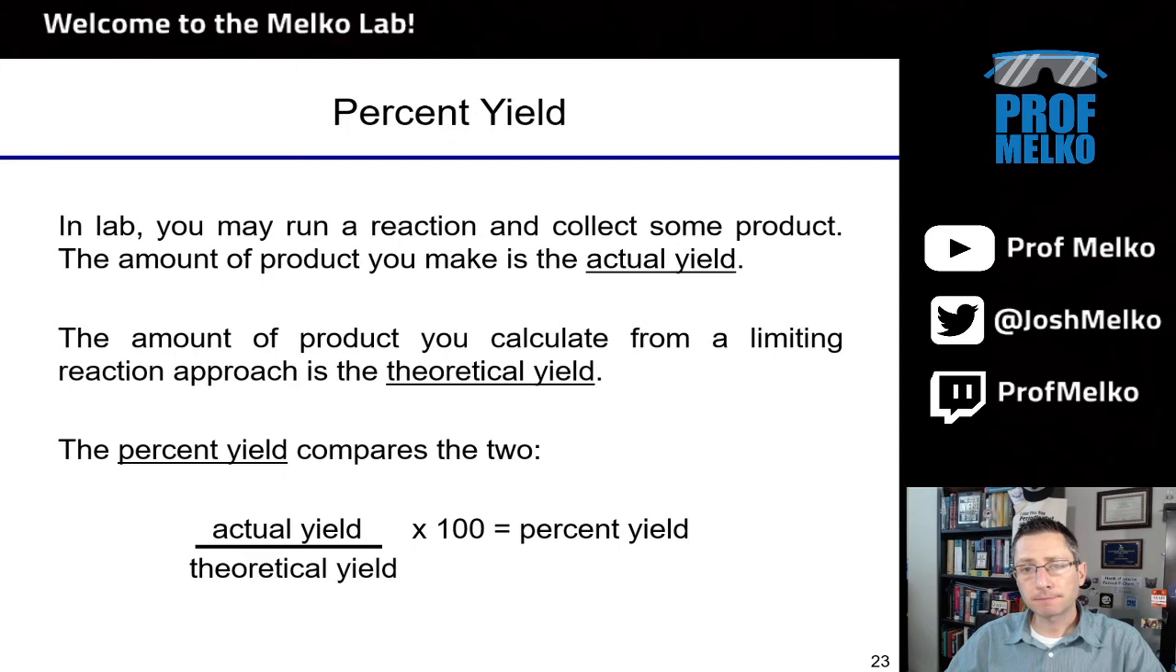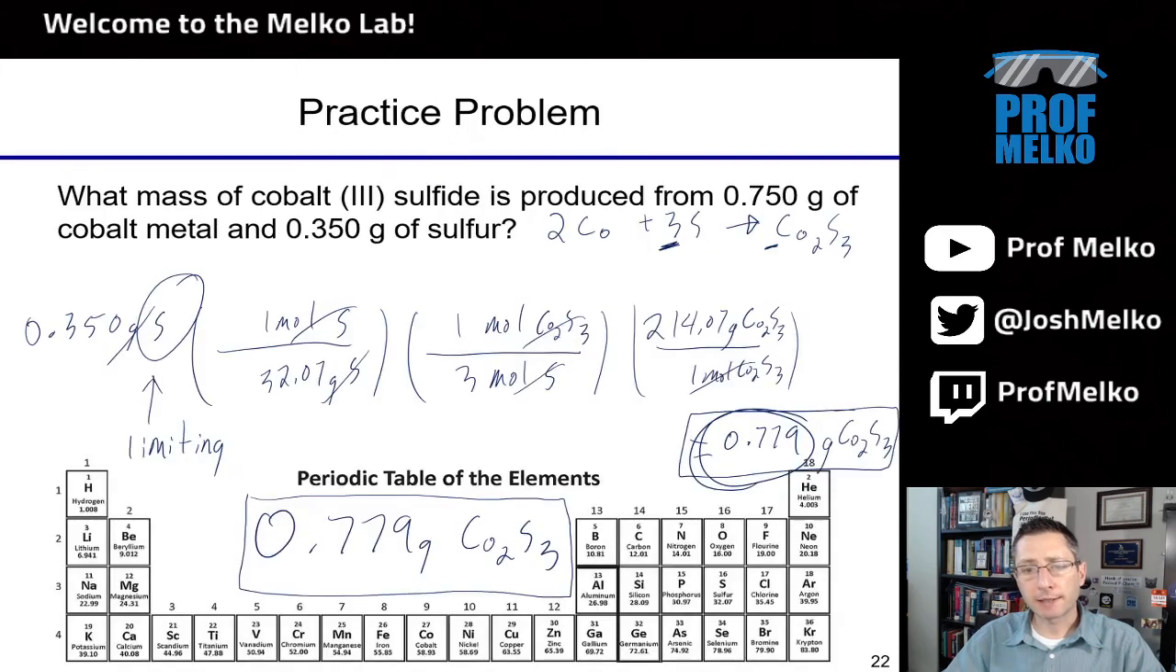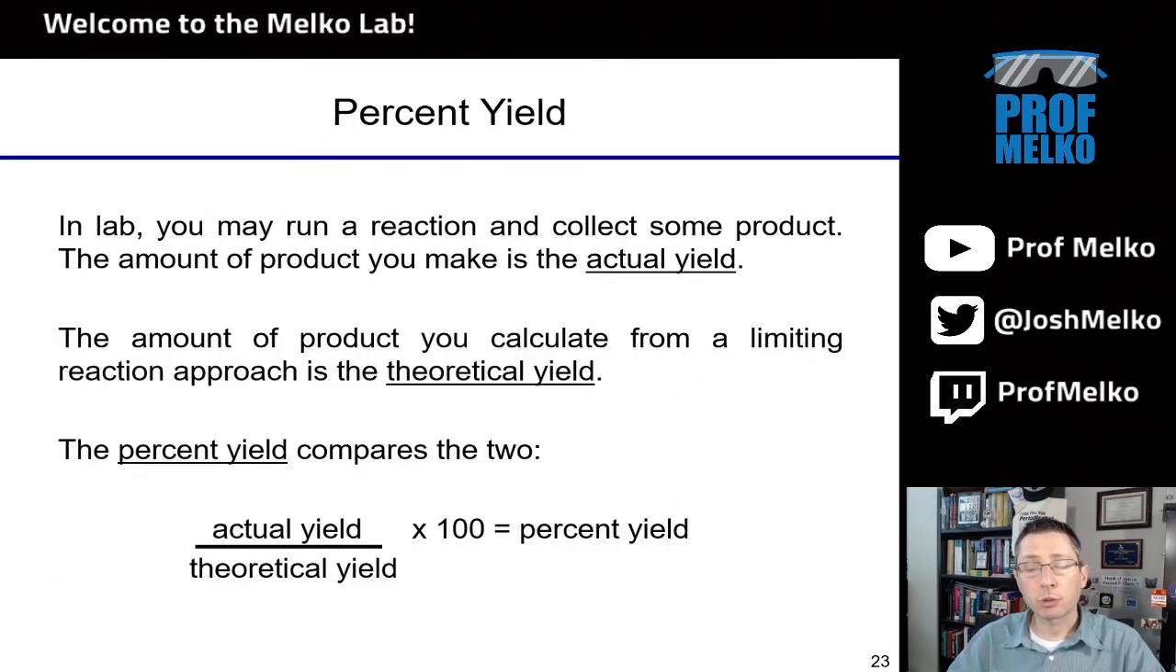A lot of times you can use limiting reactant to exactly calculate how many grams should I make. Okay, if I actually have 0.75 grams of cobalt, I weigh that out in the laboratory, and I combine it with 0.35 grams of sulfur in the laboratory, I should make 0.779. But we're not all perfect. We might spill a little bit, right? We might accidentally add something we're not supposed to. And so at the end, the product we get may not weigh exactly 0.779 grams. And so we often speak about percent yield.